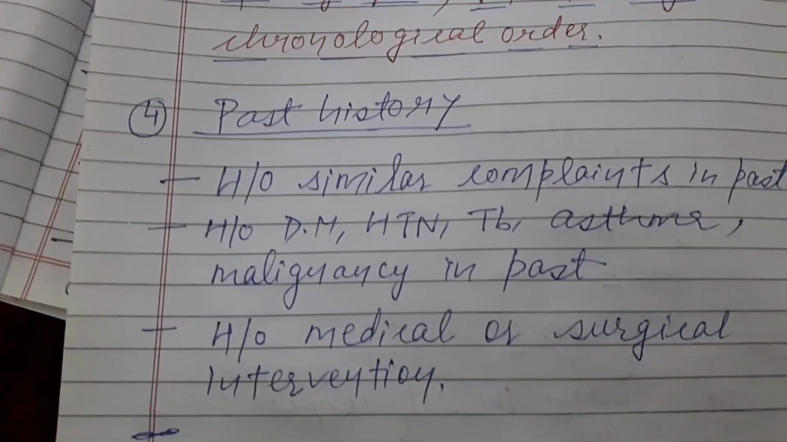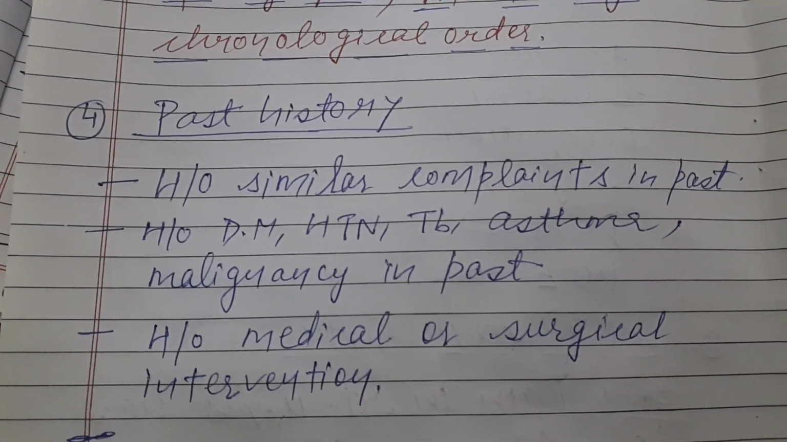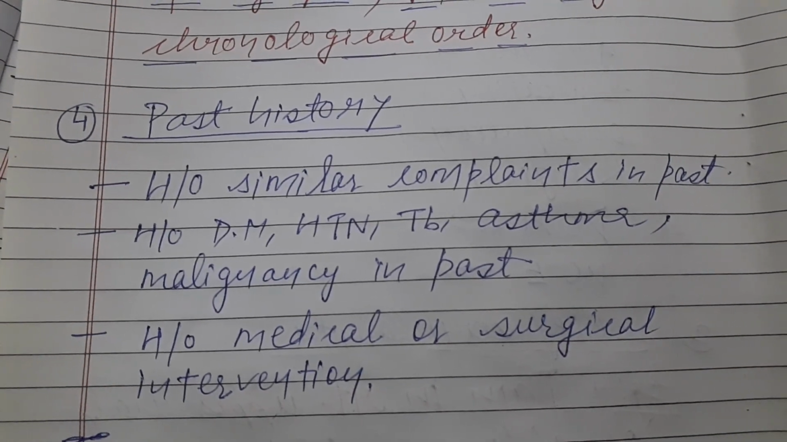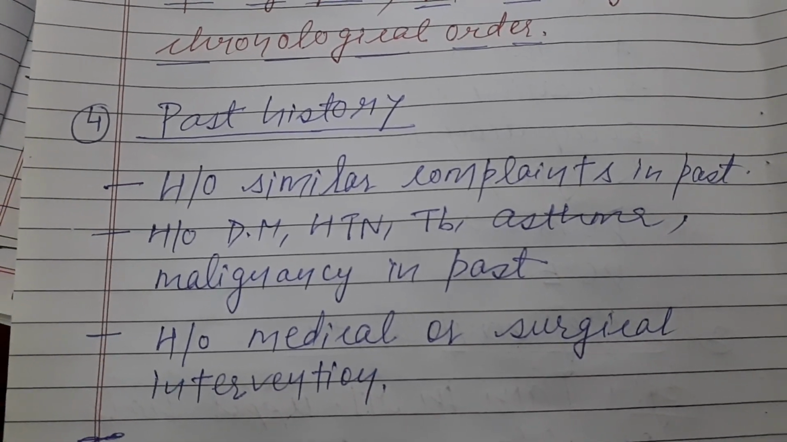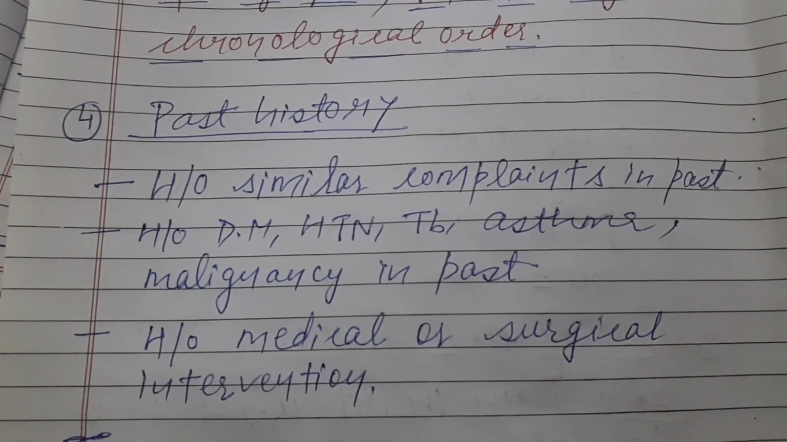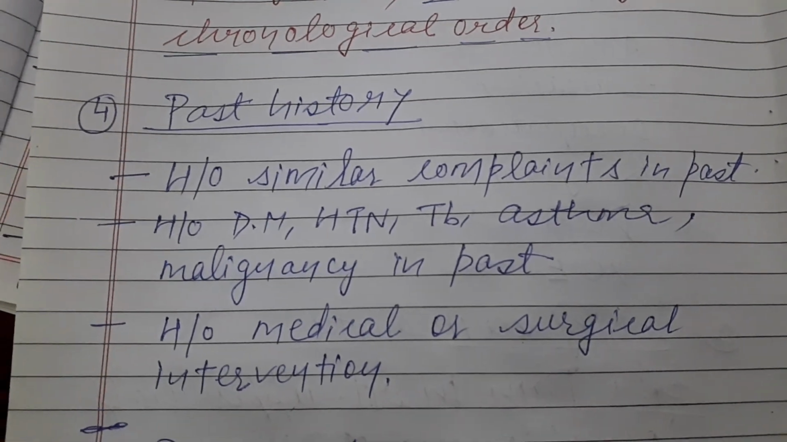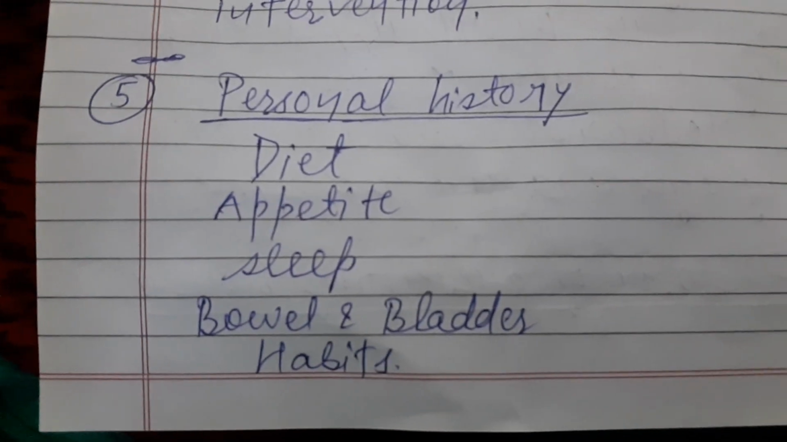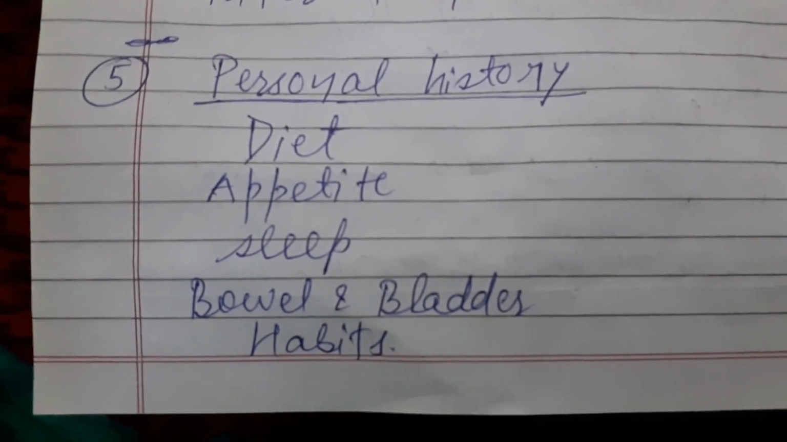Now past history. In past history, we will write history of similar complaints in the past, history of diabetes mellitus, hypertension, TB, asthma and malignancy in the past, and history of medical or surgical intervention. After that, personal history: diet, appetite, sleep, bowel, bladder and habits.